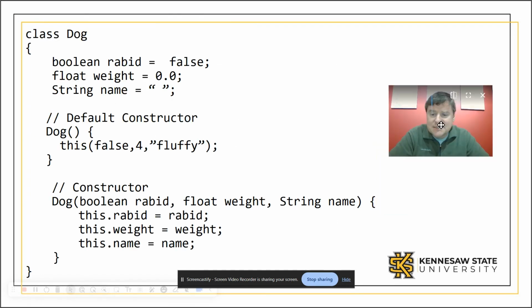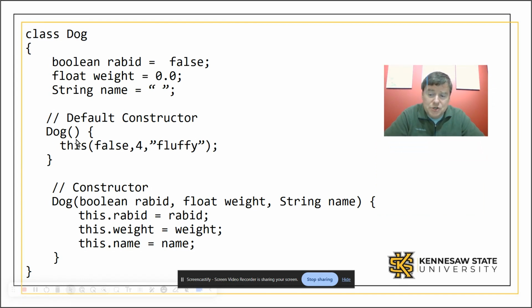So let's take this example. We have a default constructor, which is dog, and then we have a constructor that takes in rabbit, weight, and name. So this one is exactly the same as before. This.rabbit equals rabbit, this.weight equals weight, this.name equals name. Nothing has changed here. But our default constructor, the one that took in no parameters, is now, instead of having rabbit equals false, weight equals 4, name equals fluffy, all it's doing is it's calling the other constructor that already takes in those parameters. And that's also done with the keyword this.